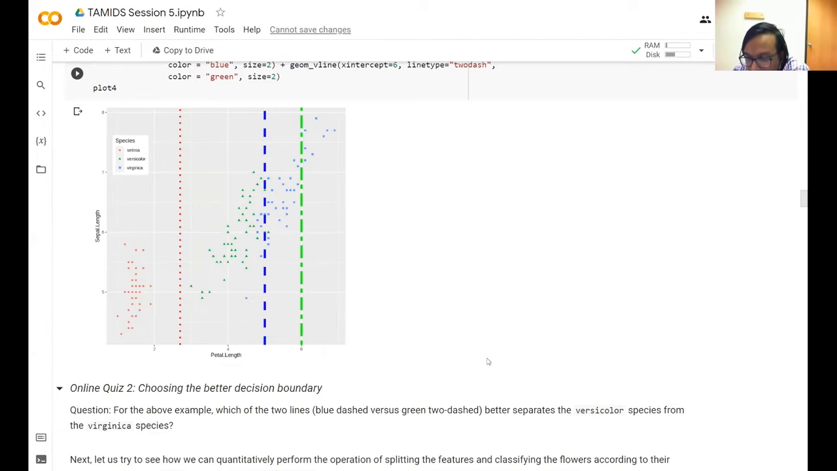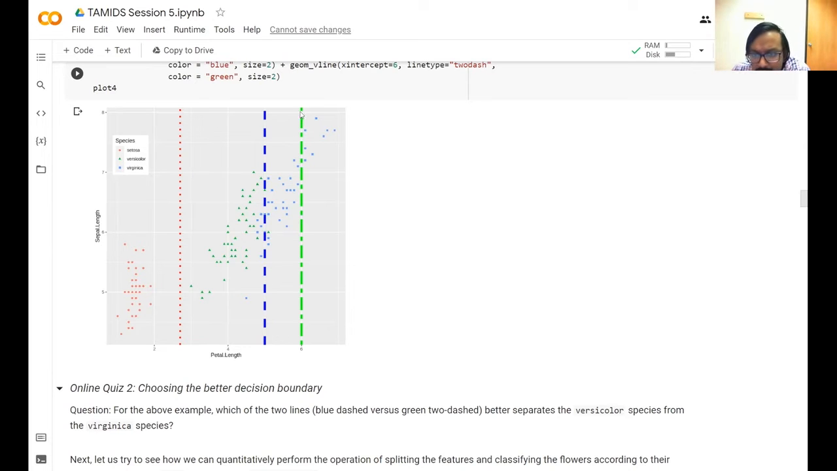I'm going to end the poll now, and let us look at the picture a little clearly and try to understand what's the difference between the blue line and the green line here. Notice that if we had only the blue line, we have most of the versicolors on the left-hand side, and we have most of the virginica on the right-hand side, which means that based on this decision boundary, I have grouped most of the versicolors on one side and most of the virginicas on the other side. So I have done a good job of separating out the two species.